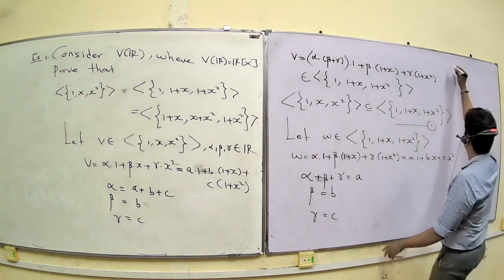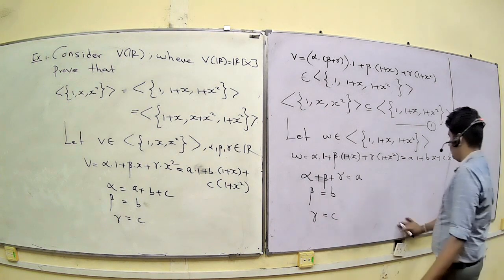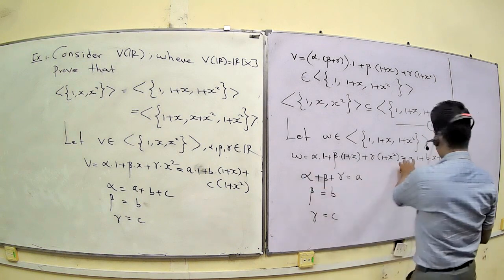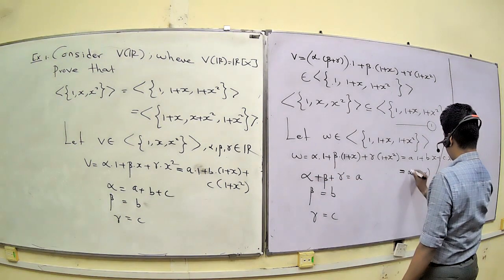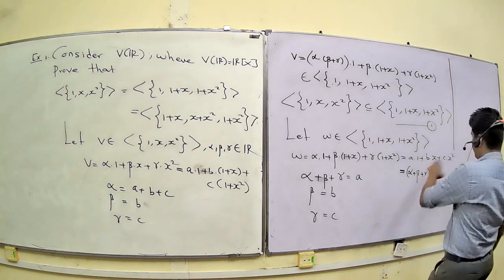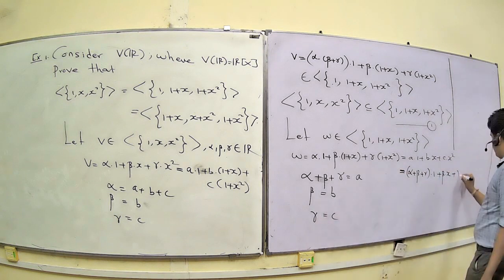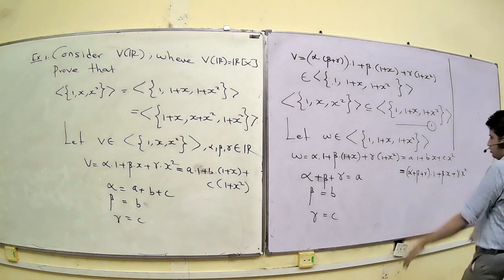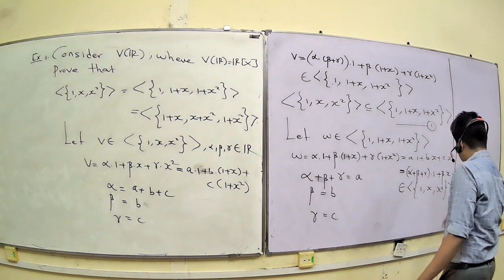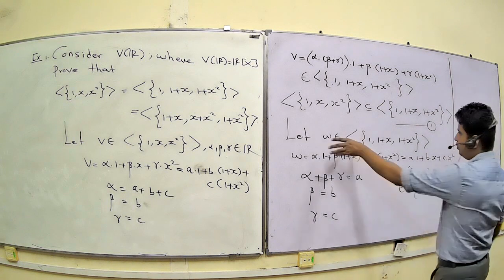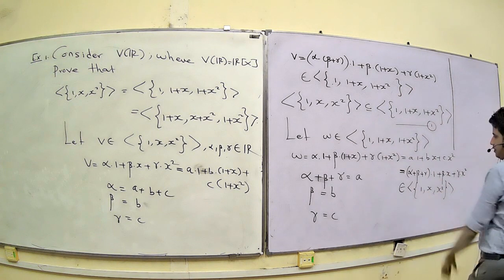Right, now you got the point. Now what do we do? You can write this one, A equals alpha plus beta plus gamma, times 1, plus B is beta, C is gamma. So it is a linear combination of vectors, therefore it belongs to the span set 1, x, x squared. We assumed that W belongs to this span set, and we proved it belongs to this span set.